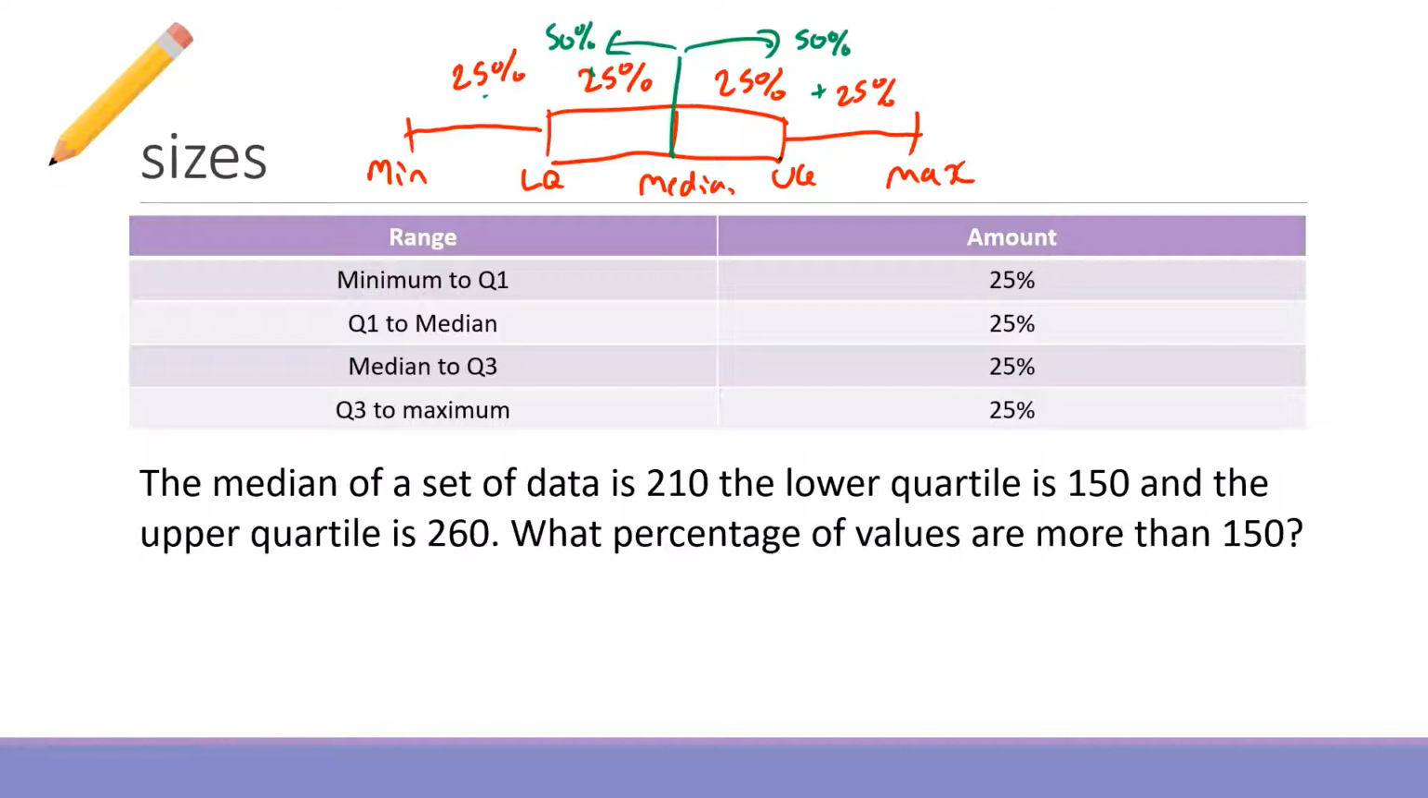Now, if you think about it, the upper quartile splits the top half in two, which is why there is 25% between the median and the upper quartile, and 25% between the upper quartile and the max. Same with the lower quartile: it splits the 50% into two, which is why there's 25% between the lower quartile and the median, and 25% here.